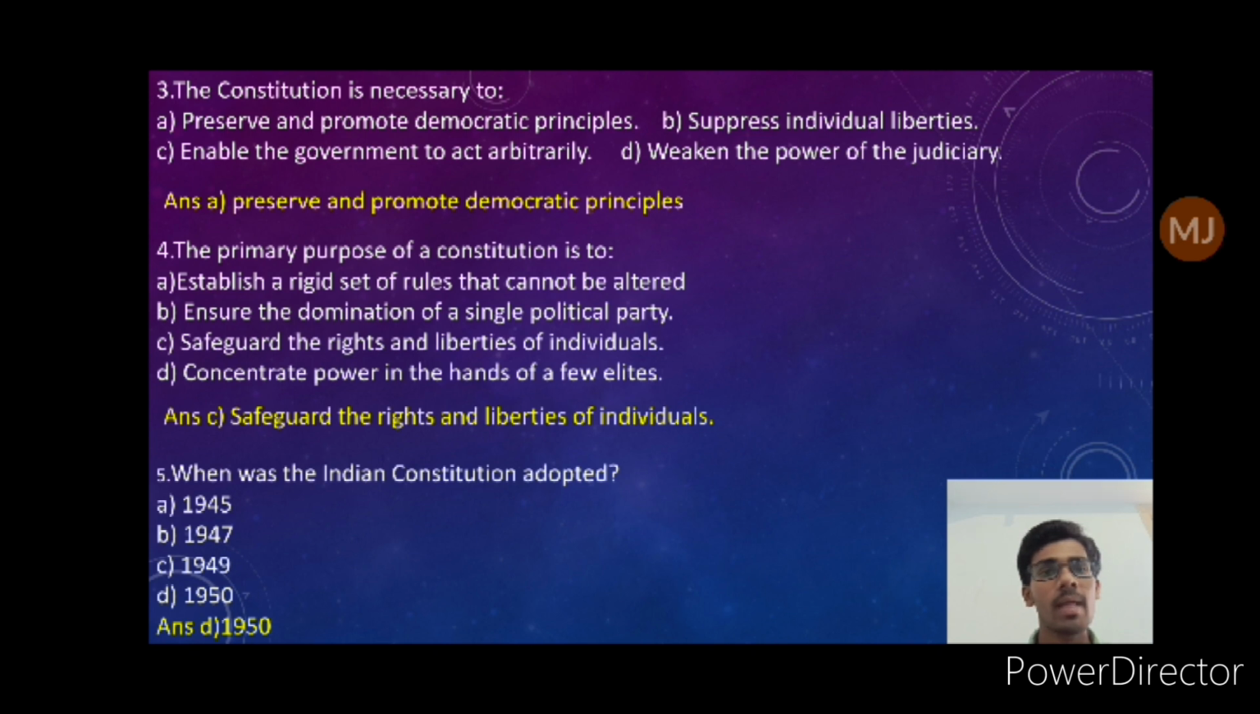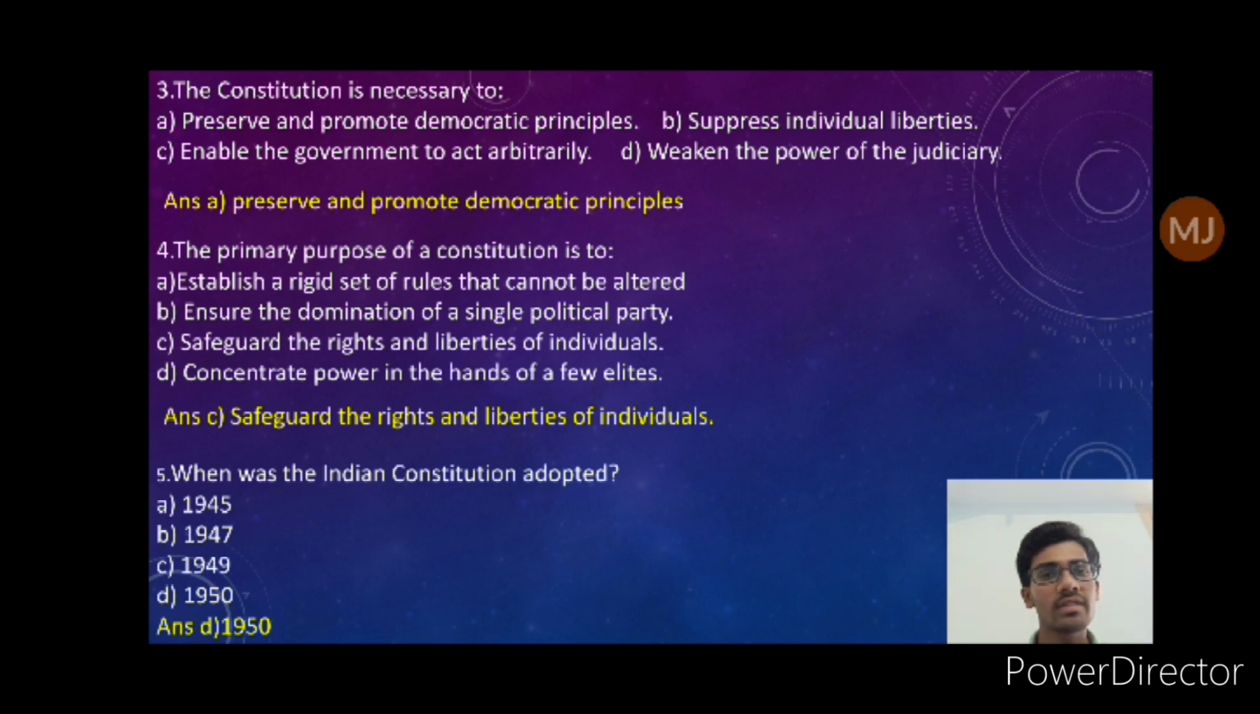Question number 4. The primary purpose of the constitution is to option A, establish a rigid set of rules that can't be altered. Option B, ensure the domination of a single political party. Option C, safeguard the rights and liberties of individuals. Option D, concentrate power in the hands of a few electors. Answer is option C, safeguards the rights and liberties of individuals.